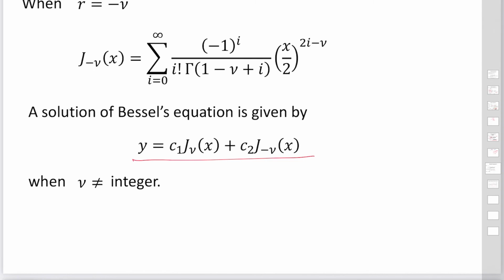But this is really important to note. This equation we can use when nu is not an integer. If nu is an integer, J sub nu and J sub minus nu are not independent. So we have to find another form of the solution. So in the next lectures, I'd like to show you other functions.